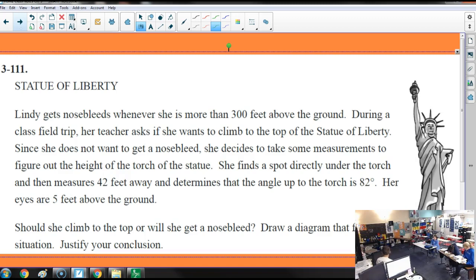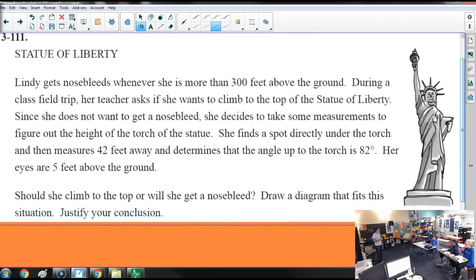Lindsay, now Lindy, I don't really know who names their kid Lindy these days, but Lindy is kind of like Mrs. Coleman. She has this condition where she gets nosebleeds, and there are certain people that can tell you if I go above a certain elevation, I will get a nosebleed. So she is debating going up into the statue. She's like, I know I get nosebleeds above 300 feet, and because all the statue workers here today are pretty lame workers, nobody can tell her how tall the statue is.